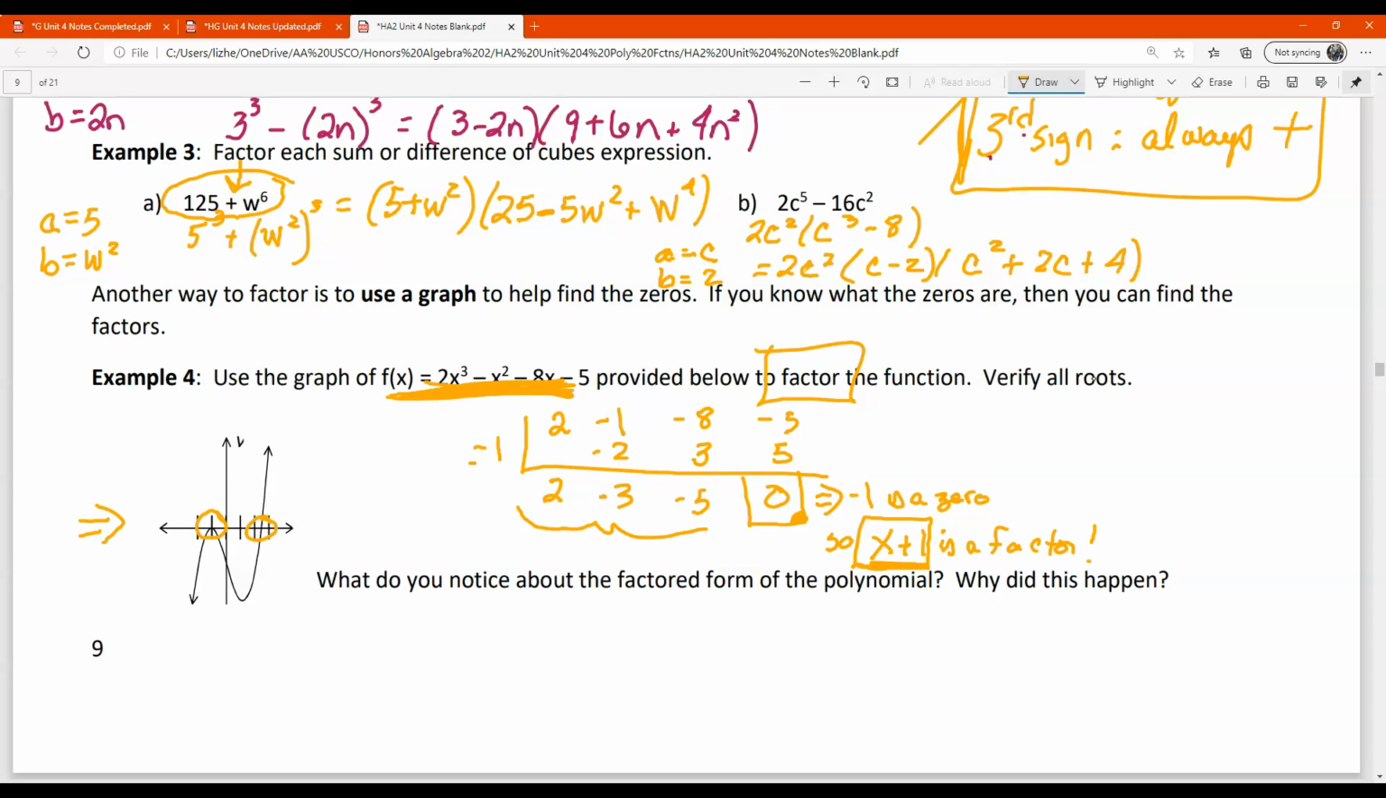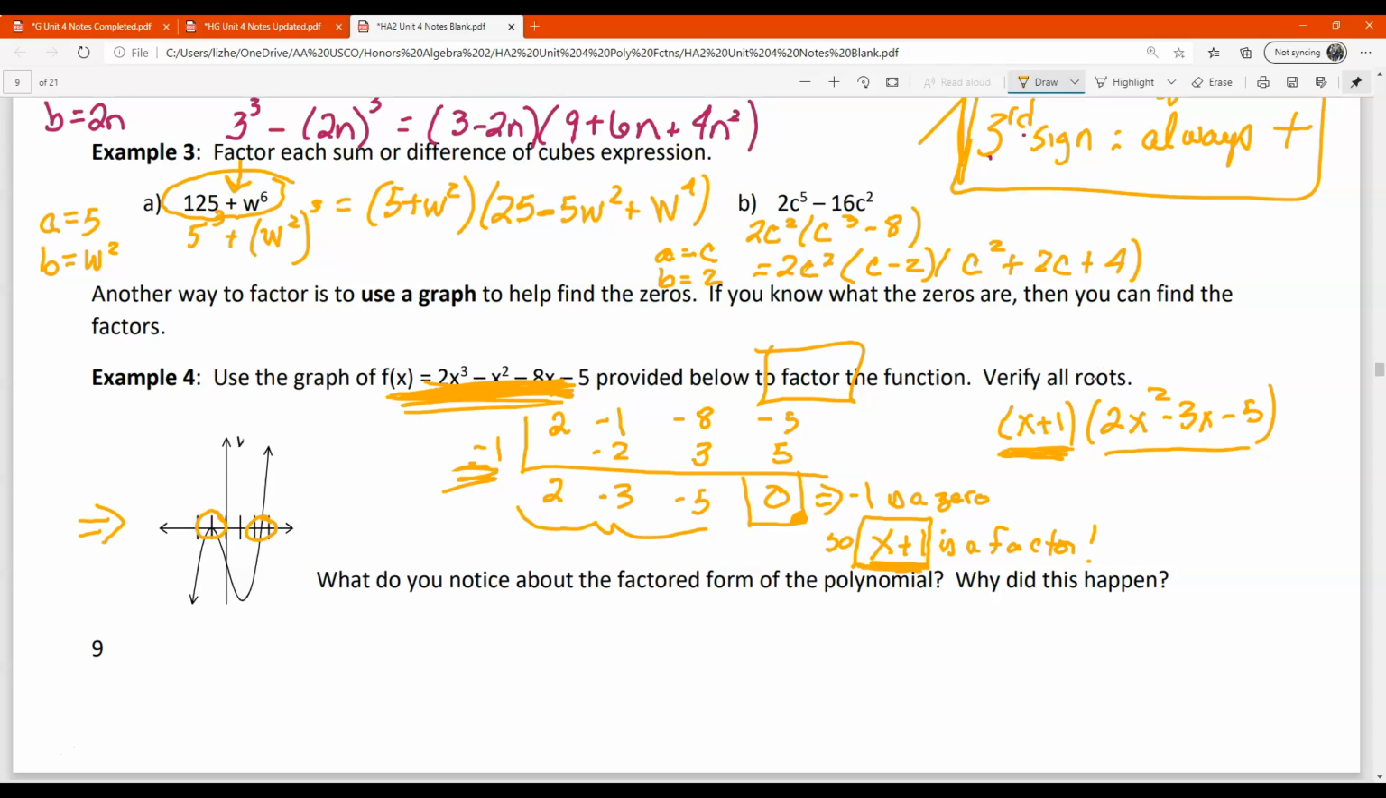So therefore, when I do x plus 1, which is the 0 from right here, times, this was an x cubed polynomial, so now I'm at x squared. So I have 2x squared minus 3x minus 5. And I have factored 1 zero, or 1 factor, out of my polynomial. If I would multiply these two polynomials together, I would get this. So I'm trying to factor it.